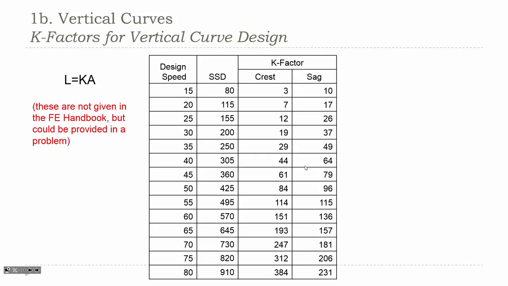So this is, again, L equals KA, the equation, and this is from 342. You've got your design speed increasing, and then you have the K factor for the crest and the K factor for the sag. So for your curve you'll know G1 and G2 to give you A, then look up K corresponding to the design speed and quickly calculate your curve length.